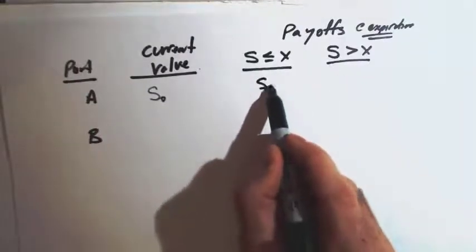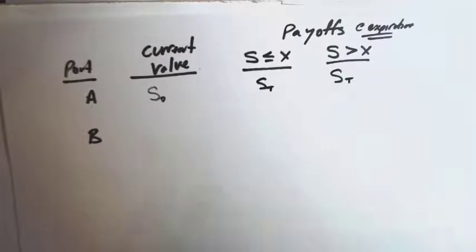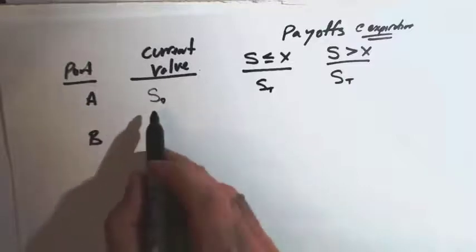No matter what happens, the stock price is ST. The stock price at expiration is ST. Now, that was not too hard. Part B, portfolio B, is a little more complex because we have a call option.